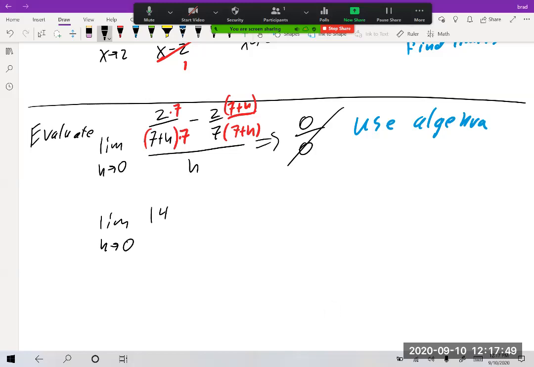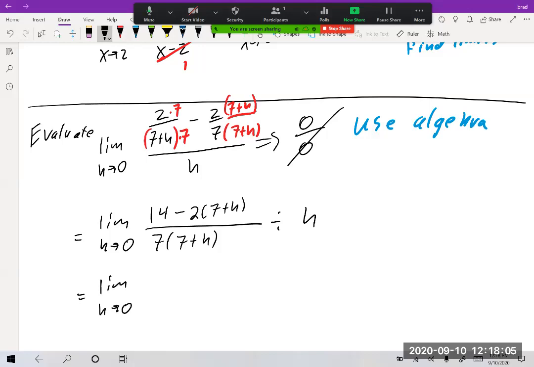So we end up with 14 minus 2 times 7 plus h, all over 7 times 7 plus h, right? Divided by h. So I wrote it sideways so I can look at it a little bit better. So now I'm going to have the limit as h approaches 0, and this will be 14 minus 14, which is 0, so we'll end up with negative 2h in the numerator, and the denominator will stay 7 times 7 plus h. But now this is times 1 over h, right? Because division is the same as multiplying by the reciprocal. Now I'm able to cancel. I'm going to cancel this h with this h, okay?